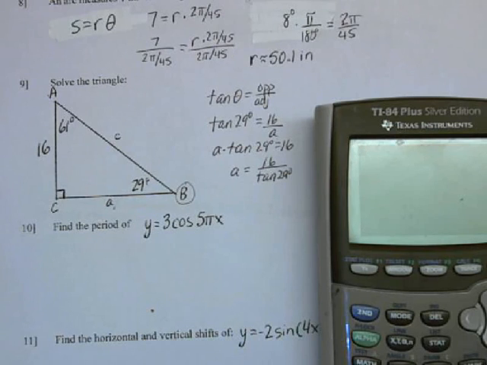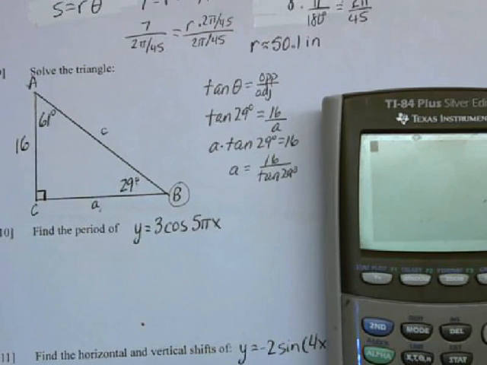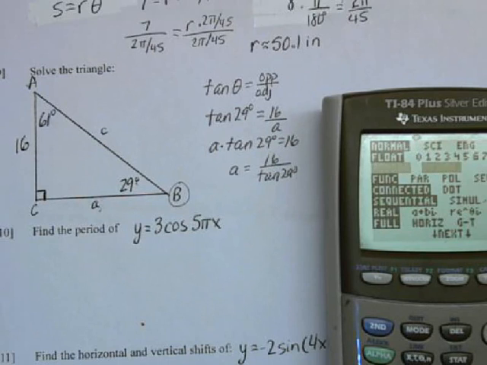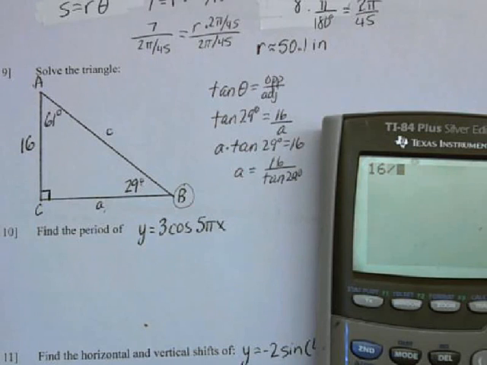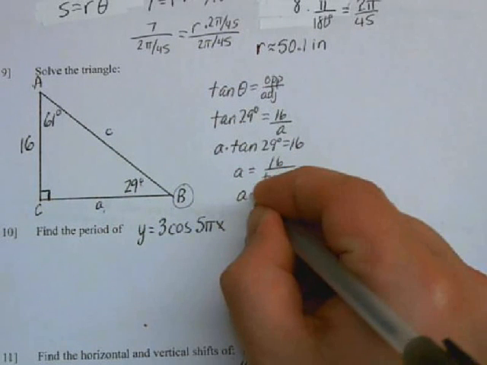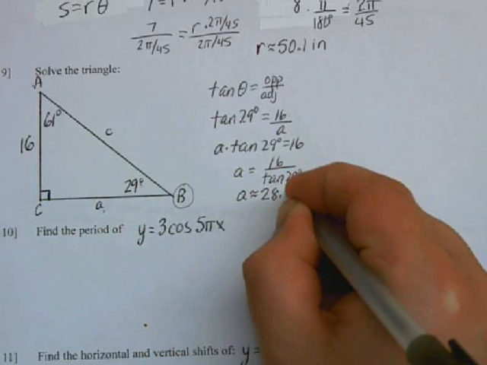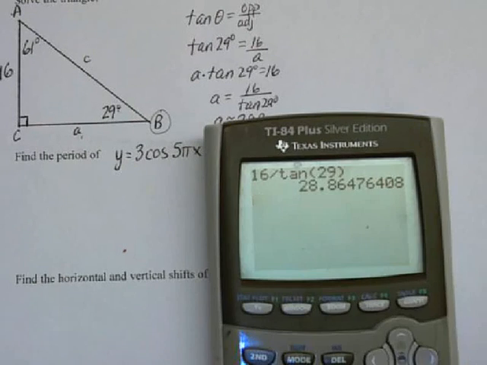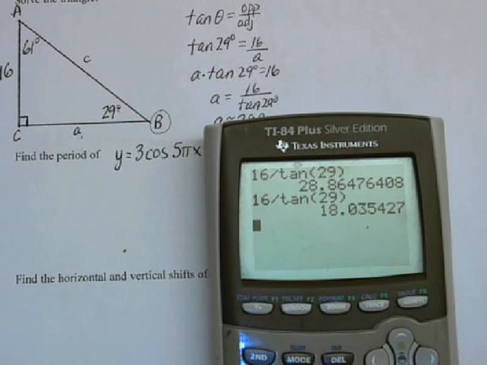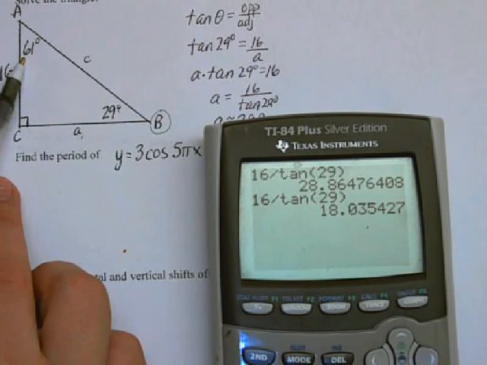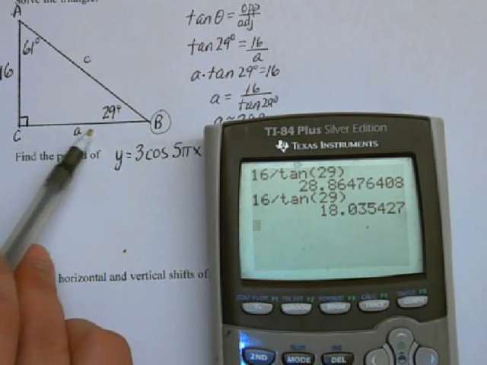Now, I'm dealing with degrees, so make sure that you are in degree mode before you type in. 16 divided by the tangent of 29 degrees is about 28.9. Now, let's say that you forgot and left it in radian mode. You'd have gotten 18.03. Well, since this is 61 degrees and this is only 29, this answer is not very reasonable.